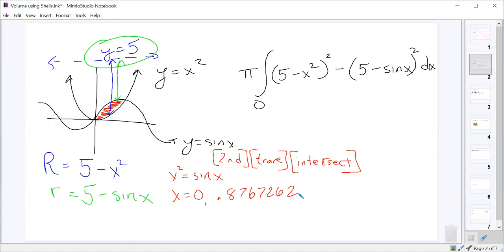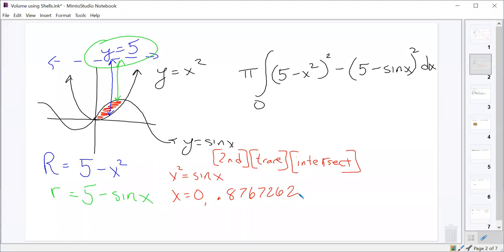Could you go over the trace thing? Second, and then after you graph the functions and you're on the graph screen, you're going to hit second trace, and trace is one of those top 5 buttons. I think it's the second one from the right. Yeah, second one from the right.